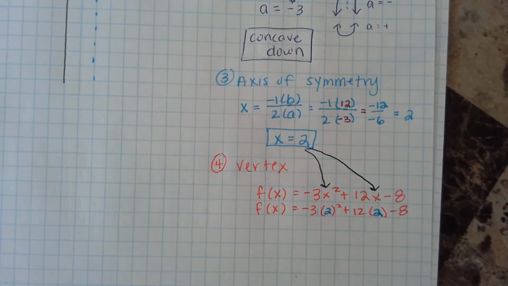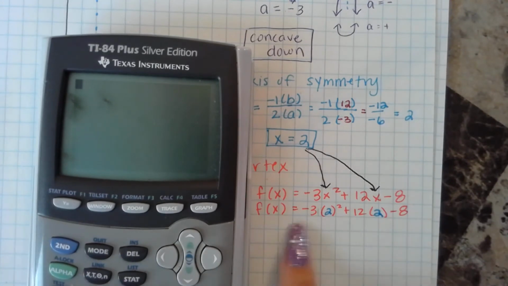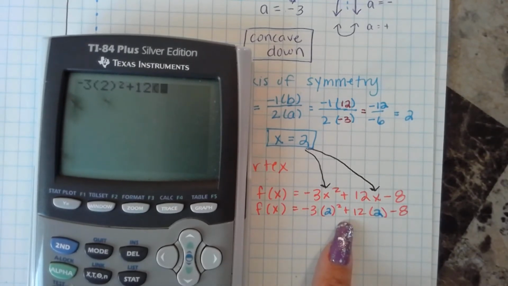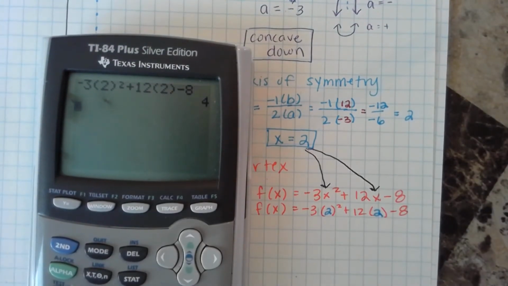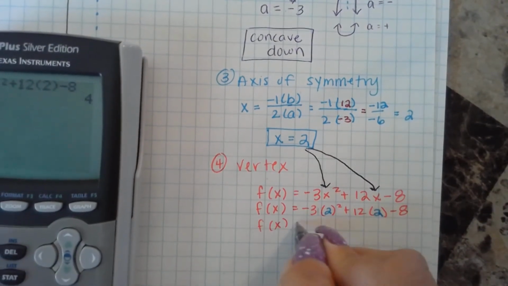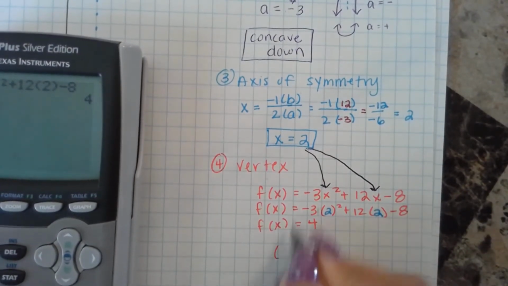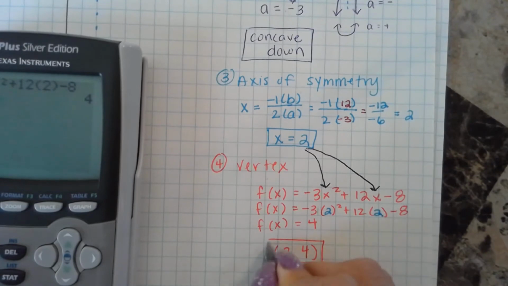And let's go ahead and just put it into our calculator. However you want to calculate it, you can. Okay, so negative 3 parentheses 2 squared plus 12 times 2 minus 8. Let me just check to make sure my calculator has it in all correctly with our 2's, and that's our y value. So f of x, or our y, equals 4. So our vertex is x is 2 and y is now 4. So there is our vertex.